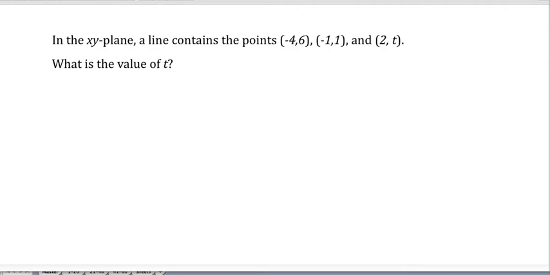In the xy plane, a line contains the points (-4, 6), (-1, 1), and (2, t). What is the value of t? Well, when we're doing a problem like this, one of the key things is to identify the question. The question says, what's a line? So a line, as you know, is just connection of points. So all of these points are on the line.